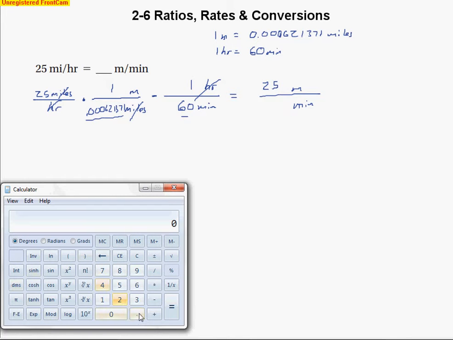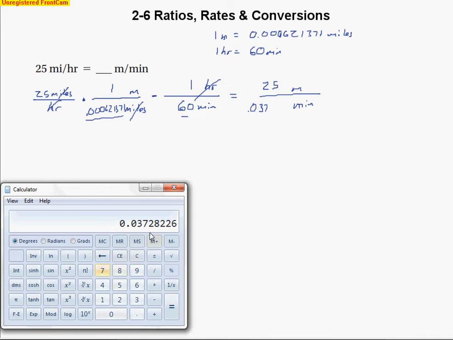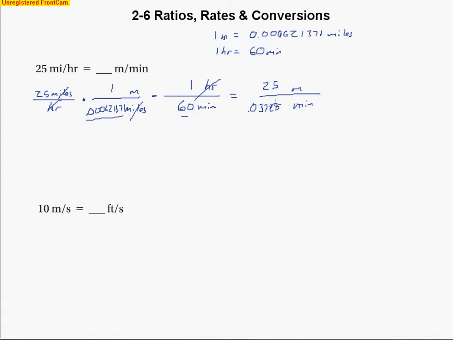And so, 0.000621371. I'm going to use all those numbers there. And then I'm going to multiply that by 60. And so I get this number here, 0.03728226. Okay, so now I'm going to just divide these.